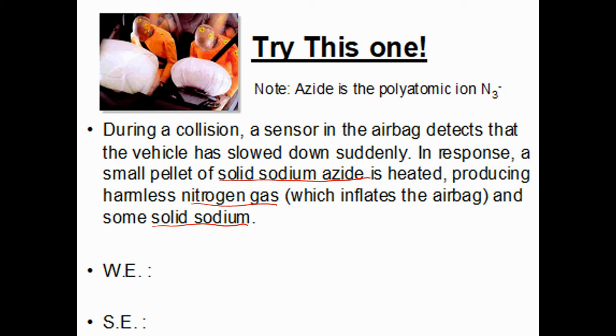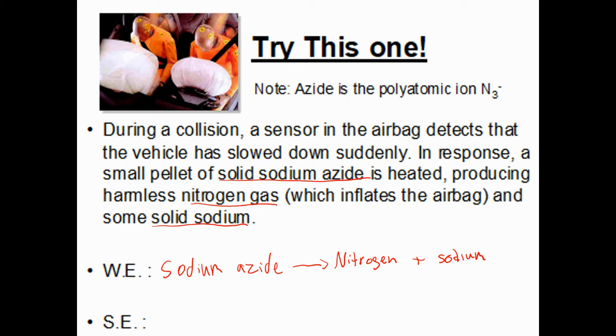So here we have sodium azide. So let's write our word equation out. This is our reactant, what we're starting off with. Sodium azide. And when the accident occurs or there's a collision, what we produce is some nitrogen gas. I'm just going to write nitrogen here, plus some sodium. Remember, you don't put the states in for word equations.